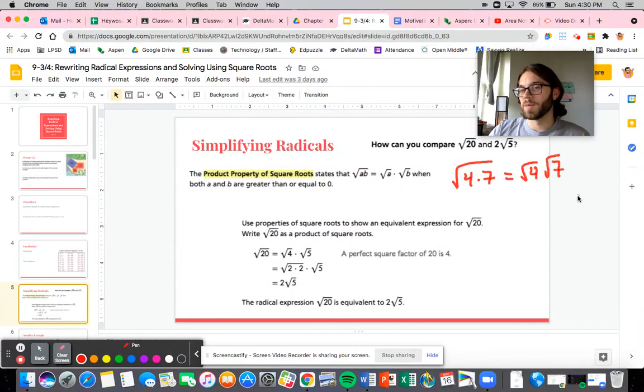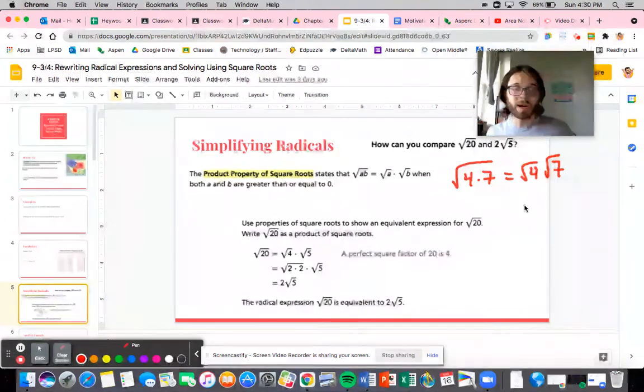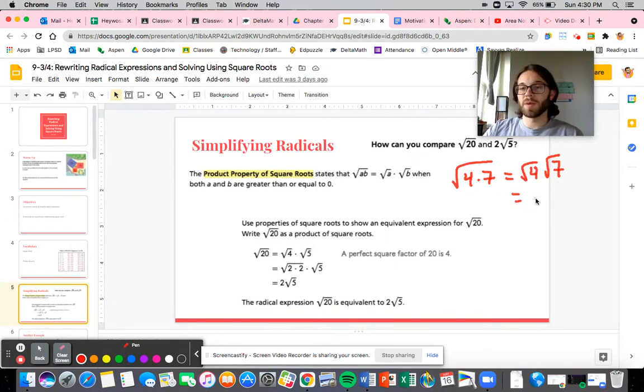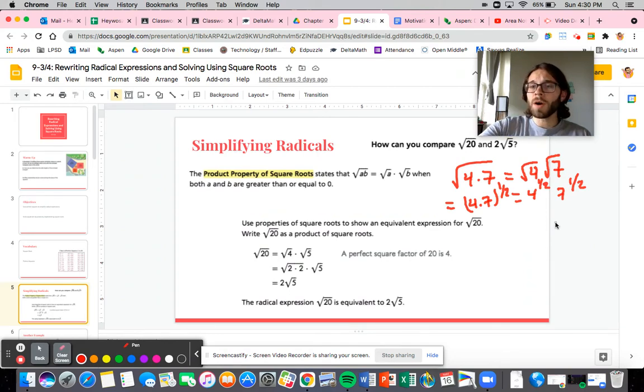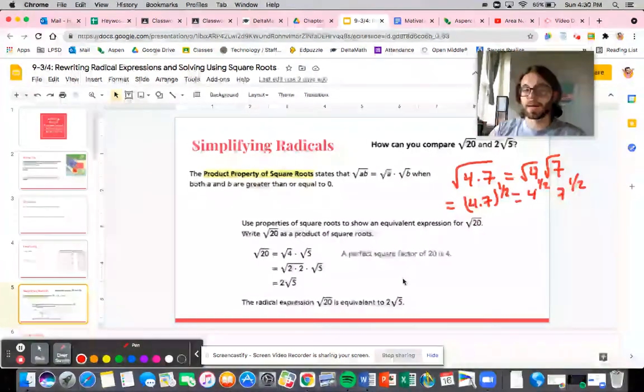Now, why is that true? Well, we know from before, this is just equal to 4 times 7 to the 1/2. And what do we know? We could distribute that, right? 4 to the 1/2, 7 to the 1/2. We know that from before, when we were dealing with rational exponents. So we're going to use that property to actually be able to simplify radicals, all right?